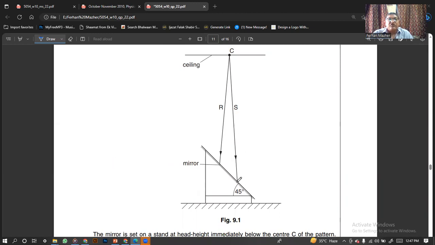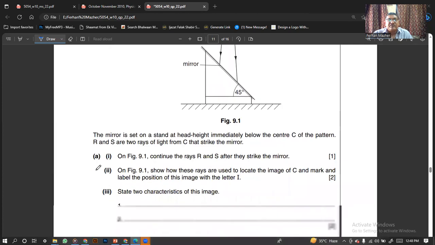In the same way, I will draw a normal here with the help of a protractor, and I will check how much the angle of incidence is. The angle of incidence is the angle between the normal and the incident ray. Then I will draw the reflected ray in such a way that the angle of reflection is equal to the angle of incidence. That will be the reflected ray for the ray S. I will prolong that ray behind the mirror, where these two prolonged rays will intersect each other. That will be the image.